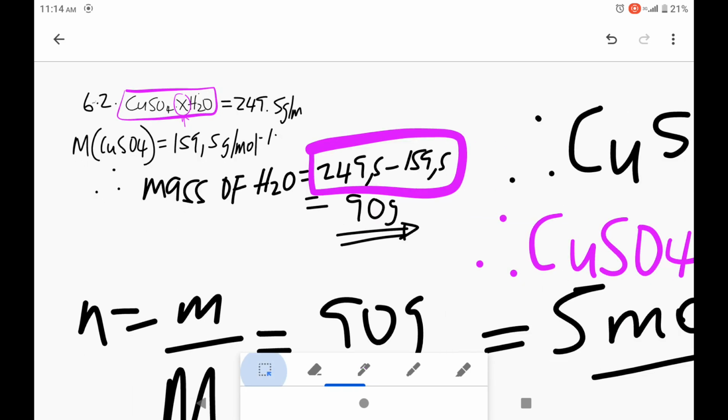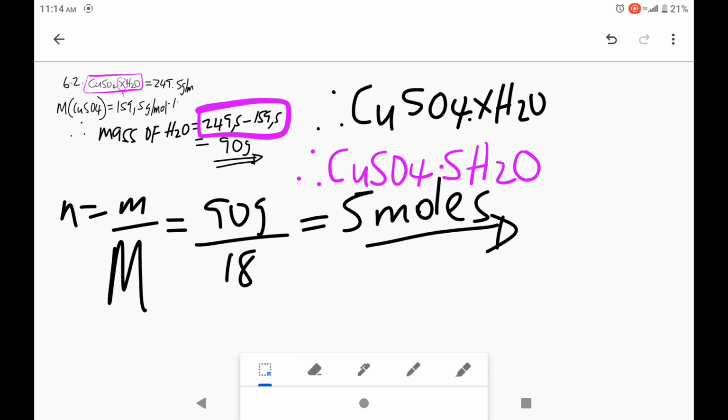And after that, we're gonna use that n equals m over M formula, which is at the back of your question paper, and then you get that 5, you use it in your equation, and you're done just like that. This is water of crystallization.